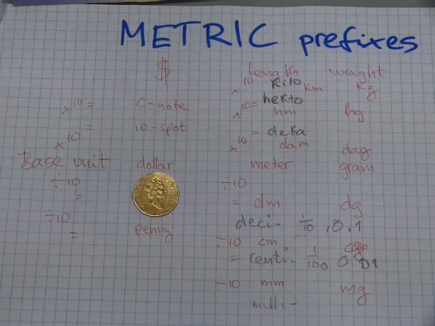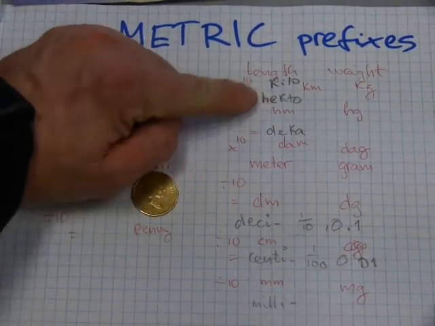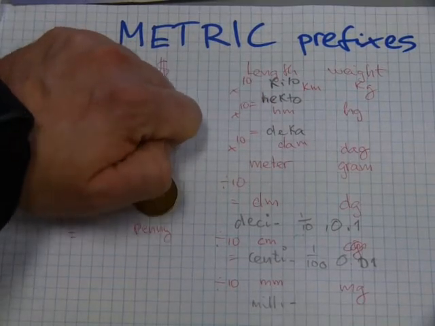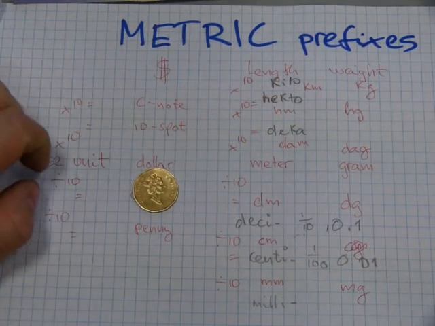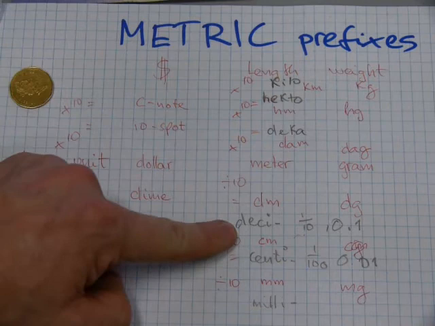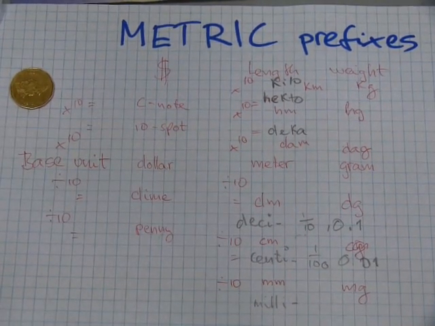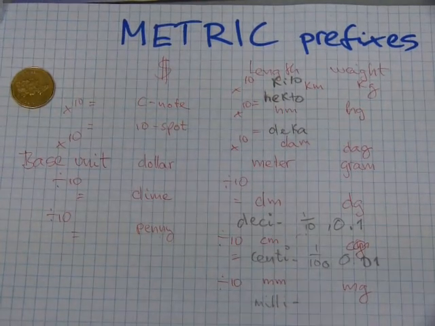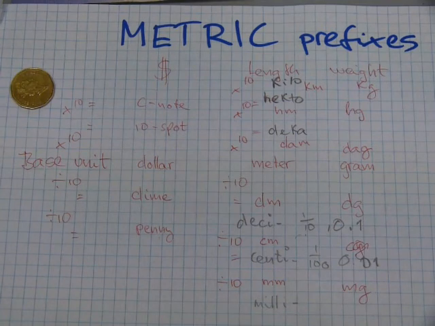So these are the basic, most often used metric prefixes. Kilo meaning 1,000 times, hecto meaning 100 times, deca meaning 10 times. The base units are without a prefix. Deci meaning a tenth, centi meaning 100th, and milli meaning 1,000th. And these apply consistently across the board for units of length, weight, or capacity, or time, or force, whatever you're measuring.